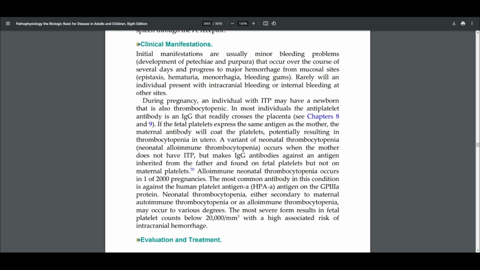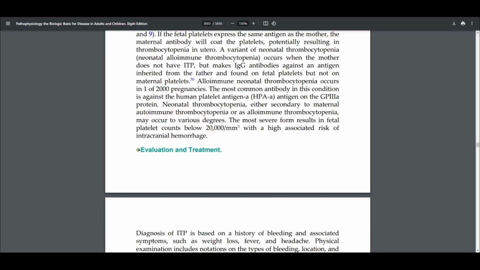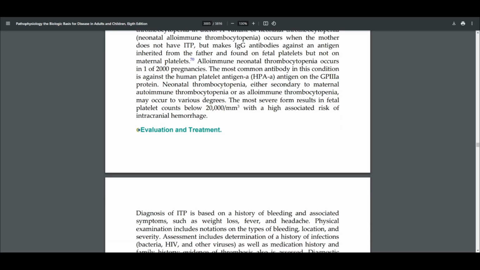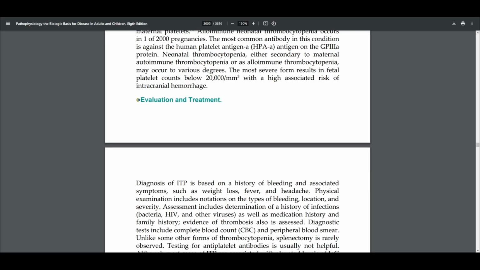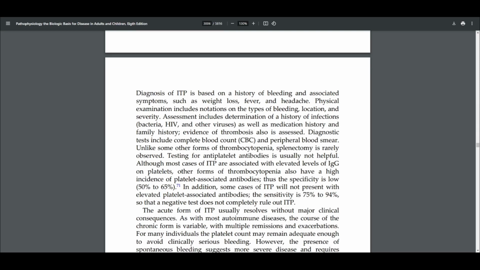Alloimmune neonatal thrombocytopenia occurs in 1 of 2,000 pregnancies. The most common antibody in this condition is against the human platelet antigen on the GP3A protein. Neonatal thrombocytopenia, either secondary to maternal autoimmune thrombocytopenia or as an alloimmune thrombocytopenia, may occur to various degrees. The most severe form results in fetal platelet counts below 20,000 with a high associated risk of intracranial hemorrhage. So, how do we evaluate and treat it, therefore?